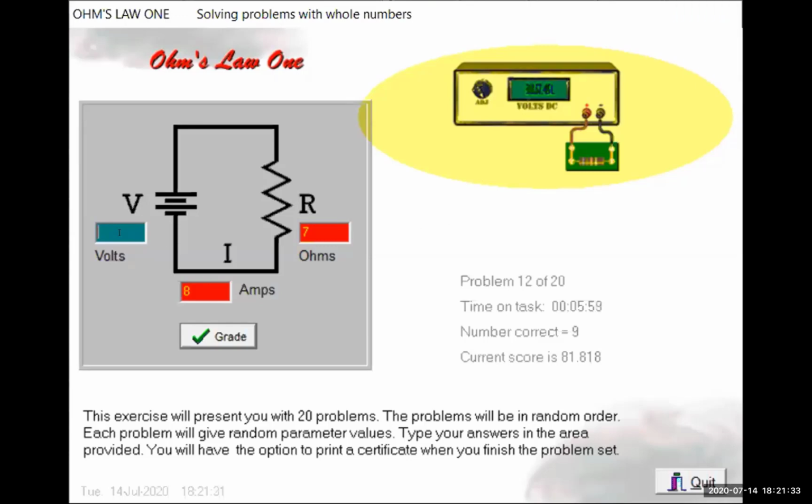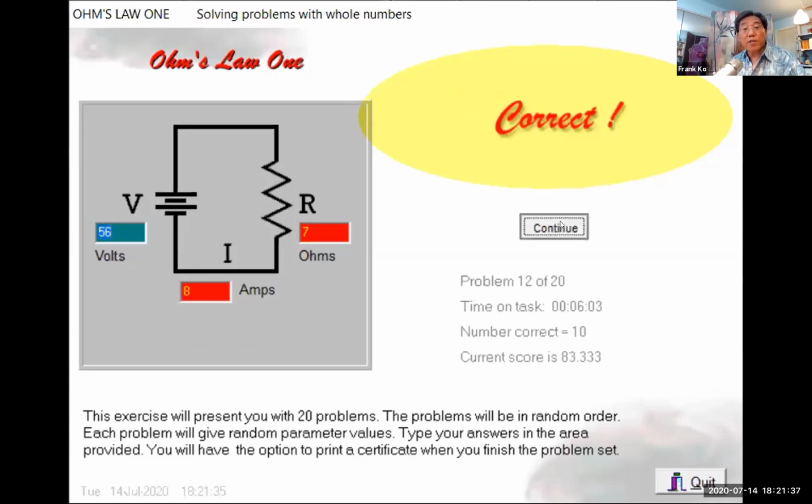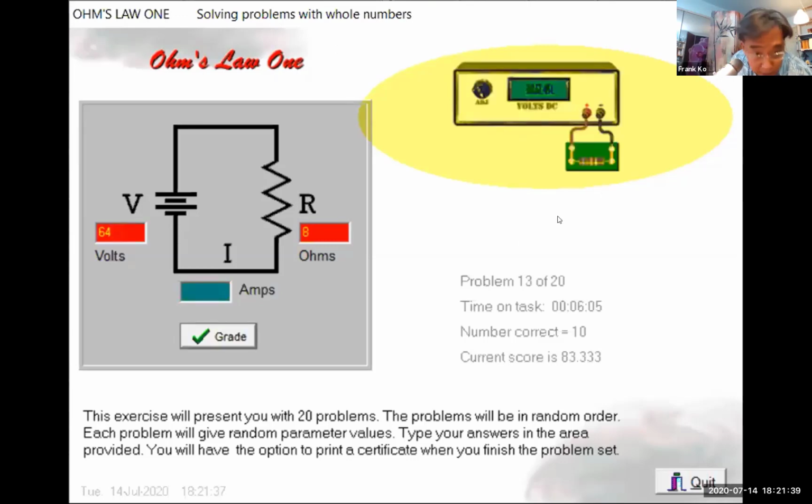56. Let's go ahead and type in 56. And great, it loves the 56. Cool. And the next one, we have 64 volts at 8 ohms. We are looking for current.